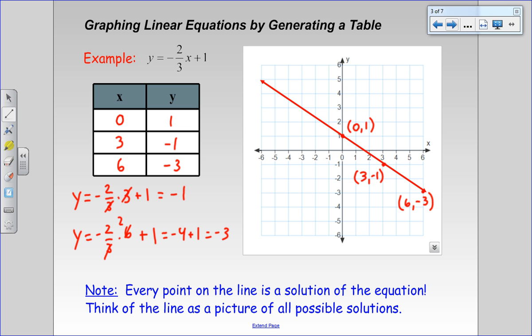One final point of note is that every point on this line that we've graphed is actually a solution of the equation y equals negative 2/3 x plus 1. For example, if another point is chosen, such as this point (negative 3, 3), which we can see from the coordinate plane is on the line, and we replace that point in this equation, we'll see that the equation is true, and that that point (negative 3, 3) is also a solution of that equation. You can think of the line as a picture of all possible solutions of the linear equation.